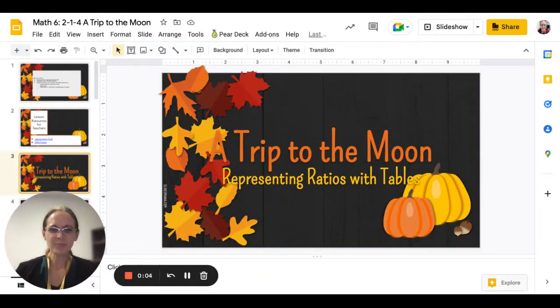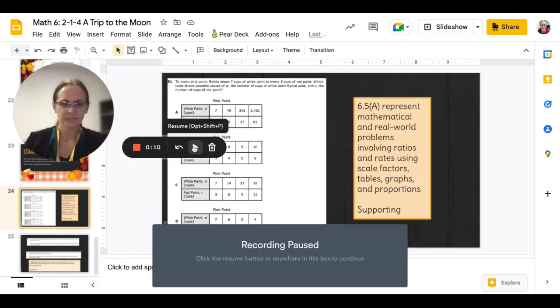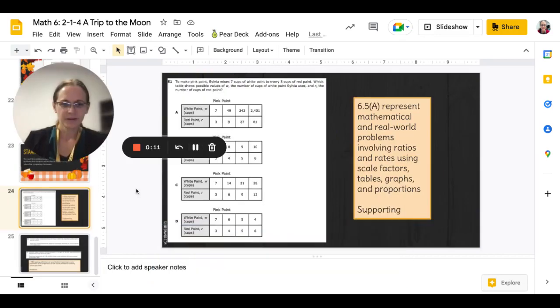A trip to the moon is all about representing ratios with tables. So let's see what that looks like on STAR. We always want to start with the end in mind, so let's look at our supporting standard here. 6.5a is all about representing ratios and rates using scale factors, tables, graphs, and proportions.